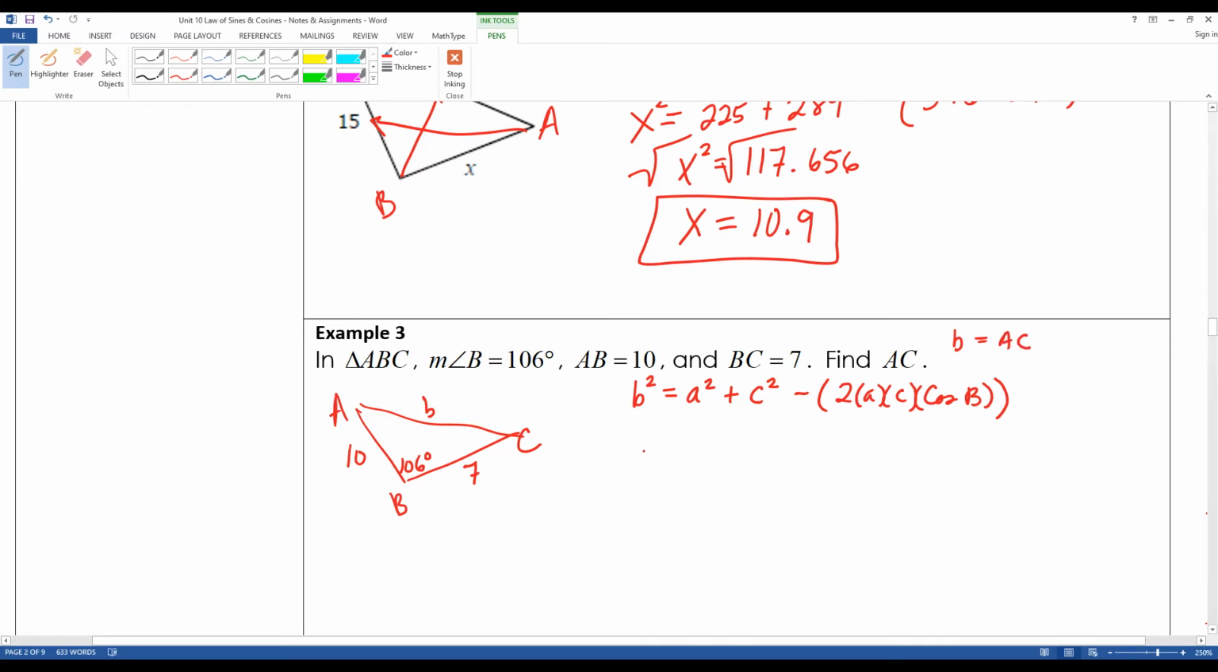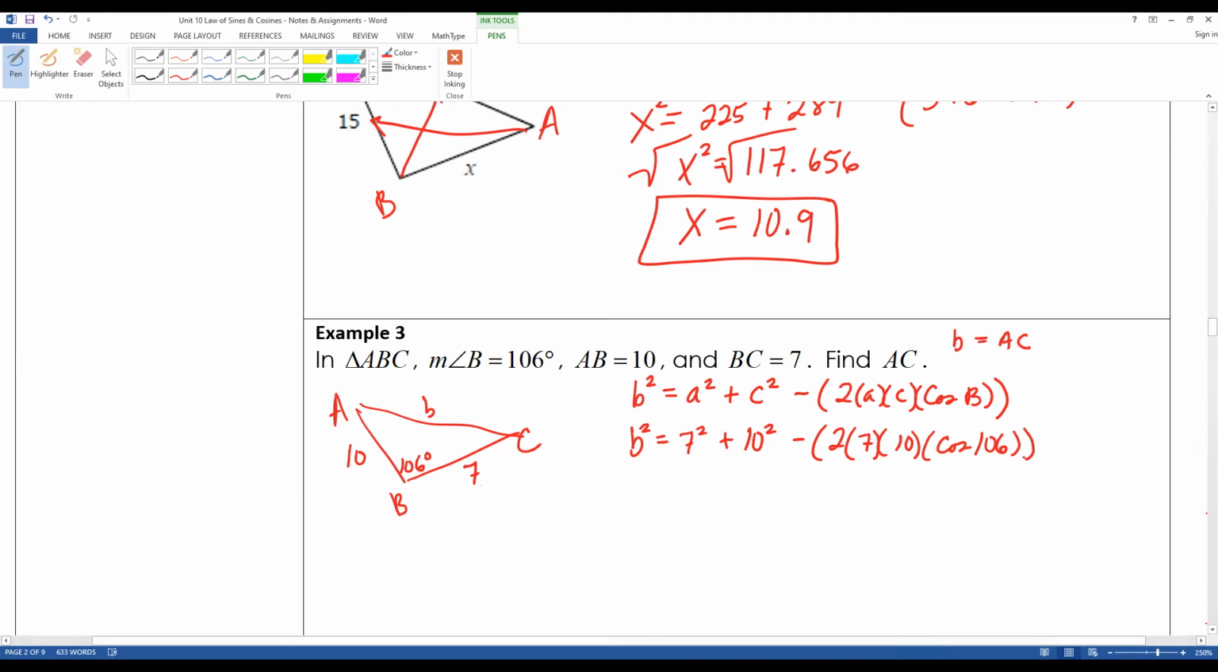Okay, so let's see now. B squared is going to equal A. A is 7. And C would be the other one, 10. And now we just plug it in. 2 times A, which is 7, times C, which is 10, times the cosine of the angle, which is 106, angle B.